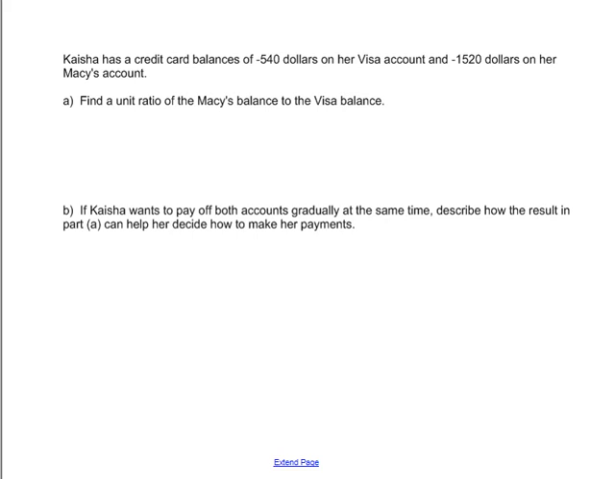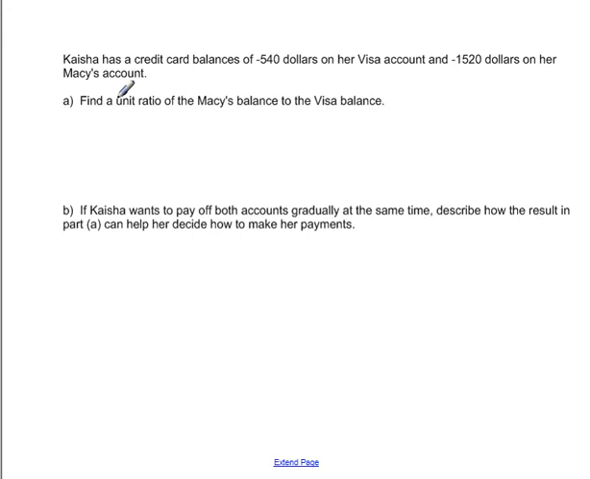Keisha has a credit card balance of negative $540 on her Visa account and negative $1,520 on her Macy's account. So first we're going to find a unit ratio of the Macy's balance to the Visa balance.